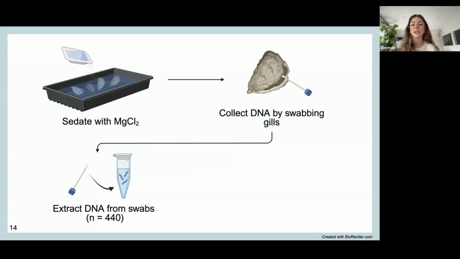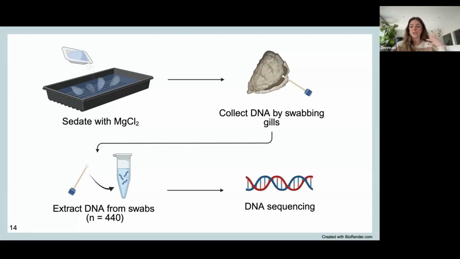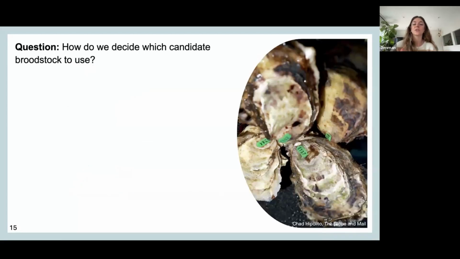I then extracted all the DNA from those swabs. We had 440 oysters that went through this process, and we sent all of that off for DNA sequencing as well, which gave us the genotypes of our candidate broodstock. The next step was to decide which of those candidate broodstock to use to breed our next generation.